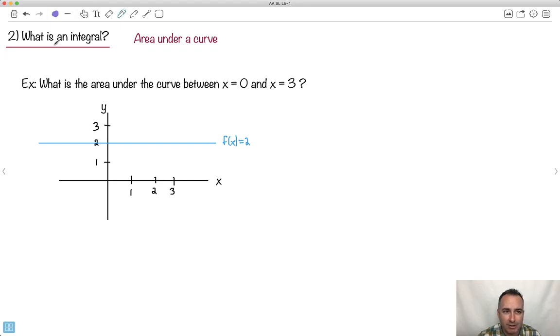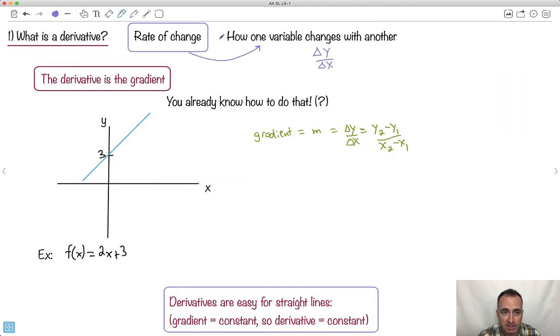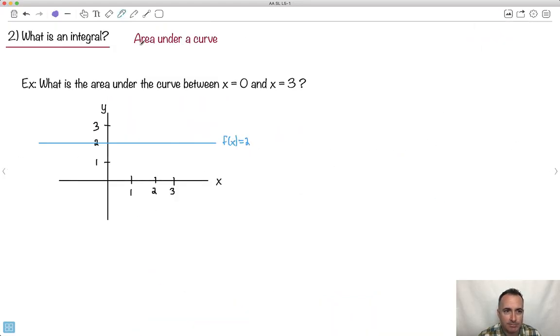Now, what's an integral? Remember I promised you there were 2 different parts to it. Remember I said there's derivatives and integrals? We've covered derivatives now, gradient of a tangent line. You can also say it's a rate of change. We're going to learn some things about the notation. But the second part is something called integrals. And an integral is just the area under a curve.